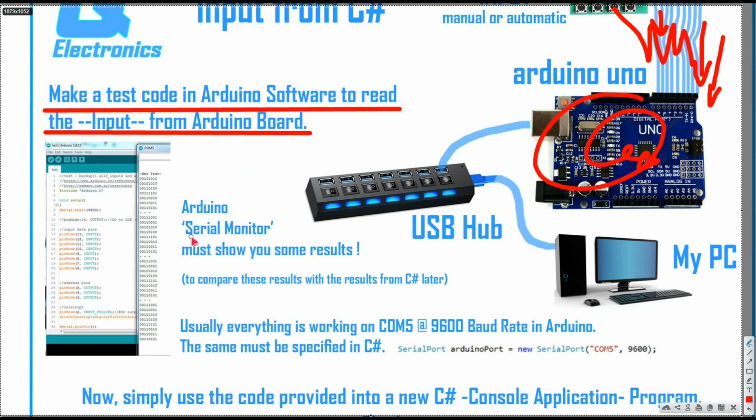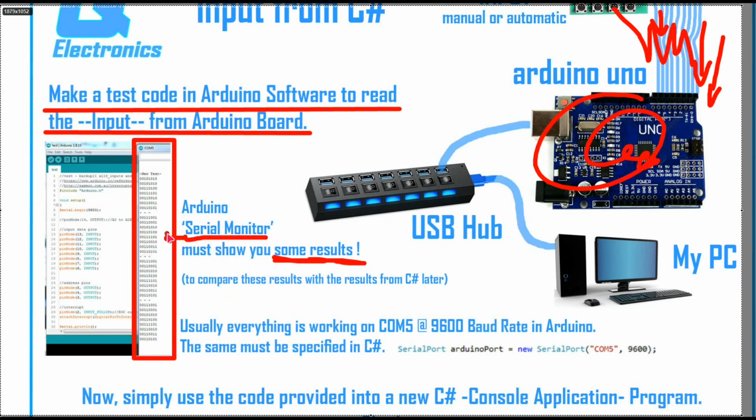Open your Arduino serial monitor, like I showed you. When you open it, it must show you some sort of result. It doesn't matter whether it's what I have here or your own stuff. These results that we see here on the serial monitor, right here, a little bit of it shown in the image, but you get the idea. All these numbers, we will compare with the results that we will read from C# later.